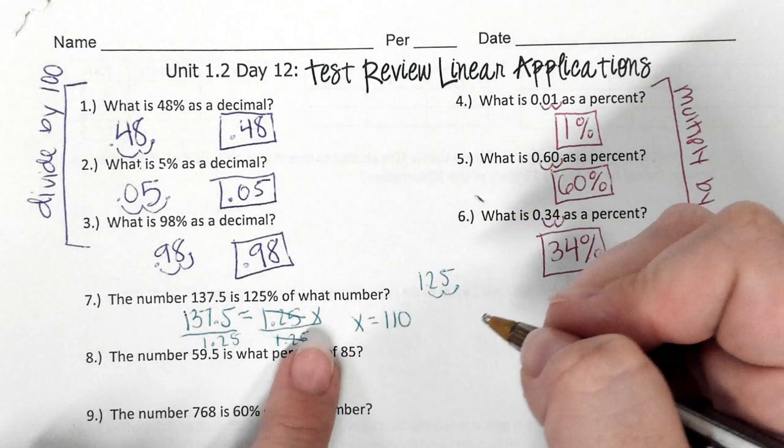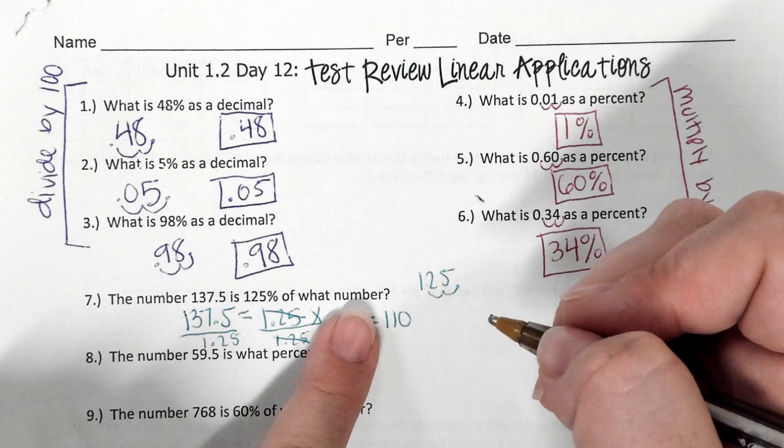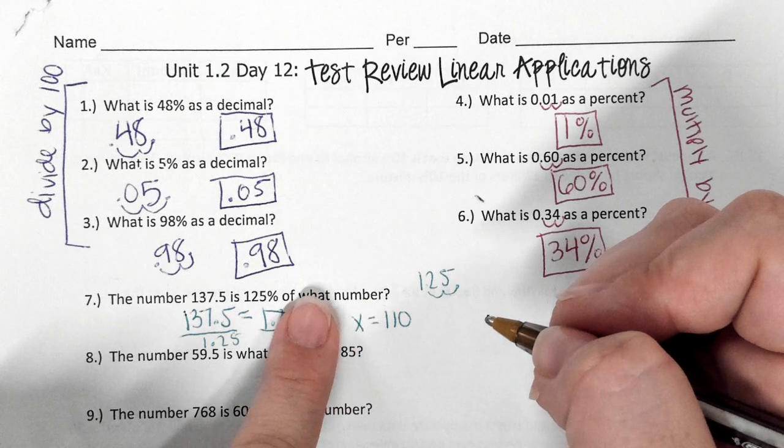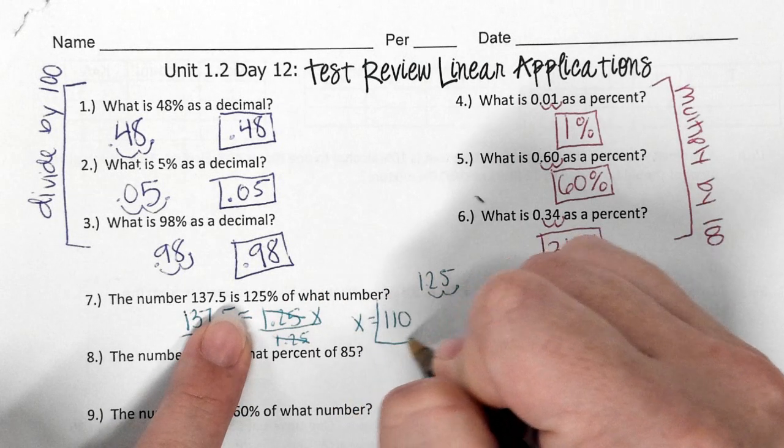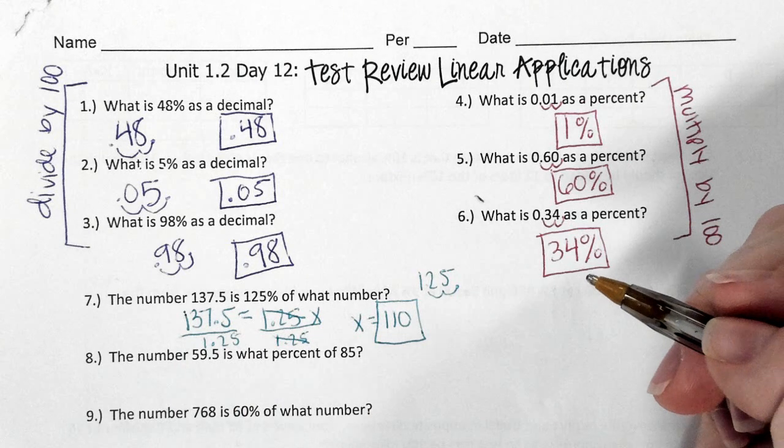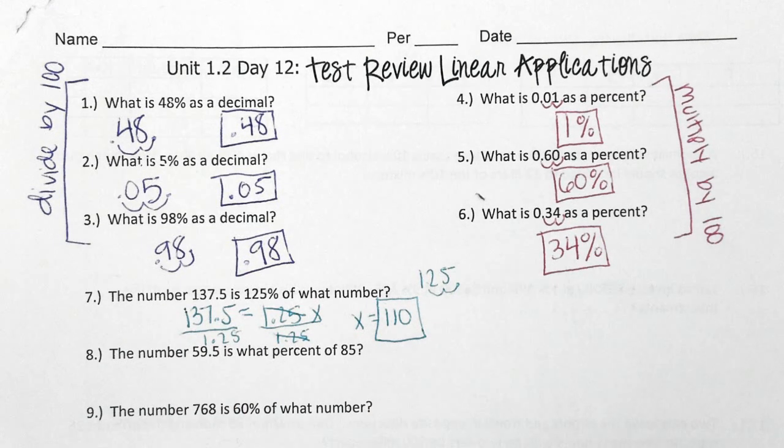Now, it said what number? Did it say what percent? No, it said number. We already knew the percent, so do not turn this into a percent. Do not put a percent symbol. Okay, that's one thing I saw a lot on that practice. Do not do that.